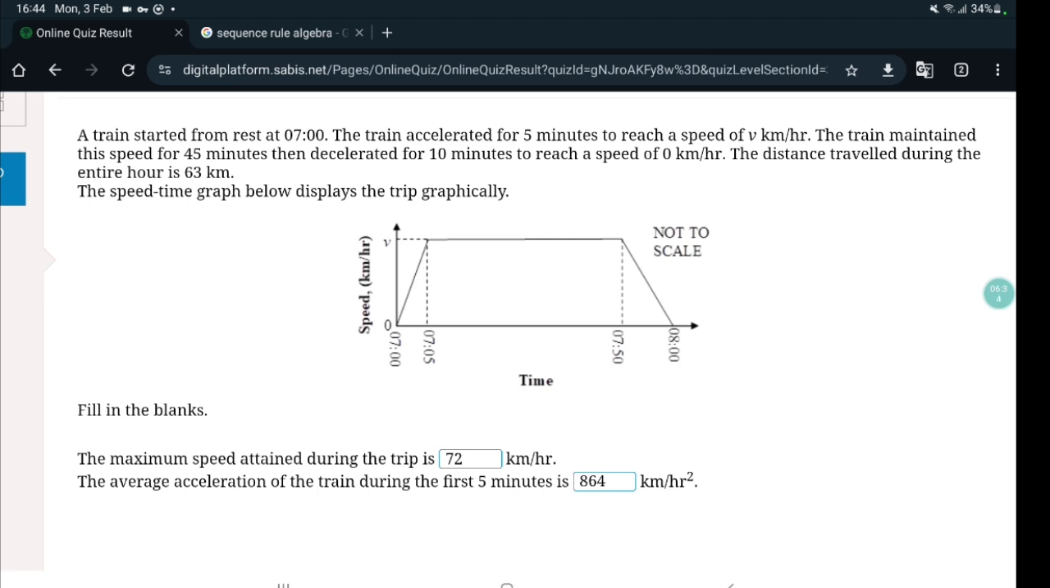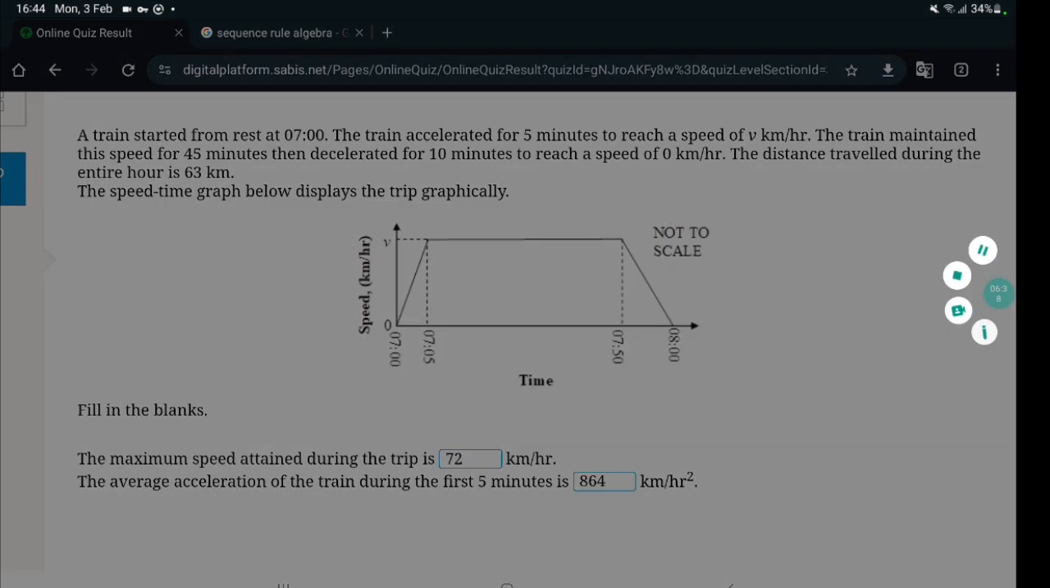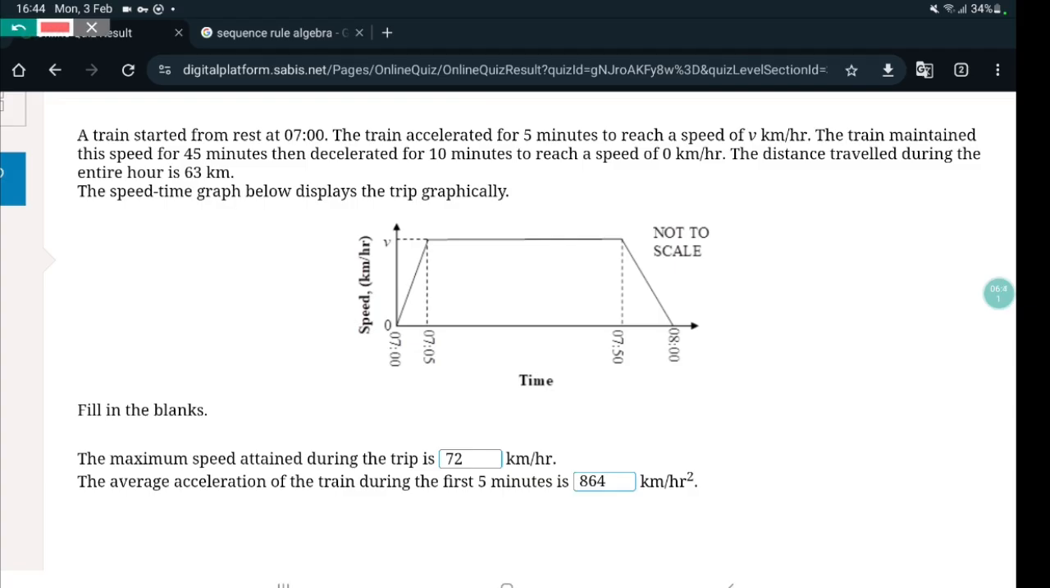Okay, for this question, it's saying here that we need to find the maximum speed, which is this spot here, because it says in the question that it accelerates. Yeah, never mind.